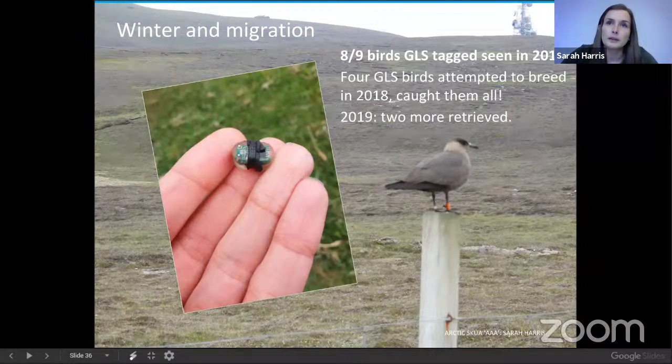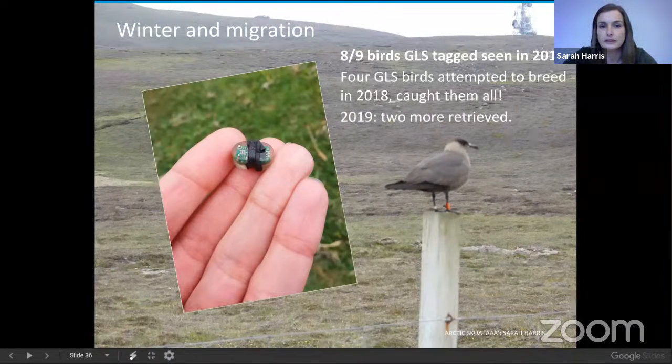Now, not all seabirds will breed every year, and the Arctic skuas seem to have a year off now and then. They're quite long-lived birds, so I think it's not such an issue that they might have a year out, unless you're trying to catch them for GLS, to get their GLS tags back. But it could also be a sign that they are struggling as well. And in 2019, 2 more tags were retrieved.